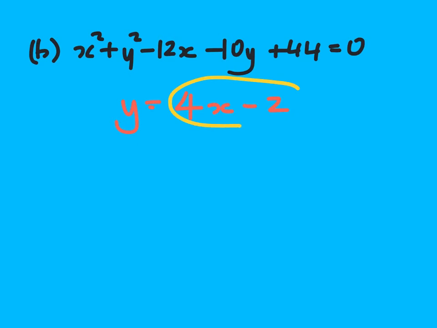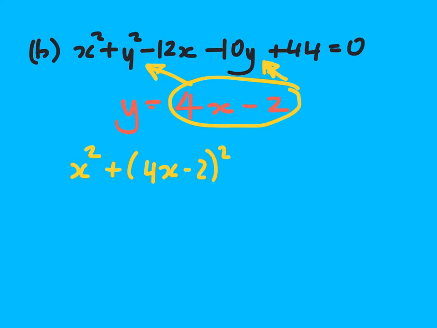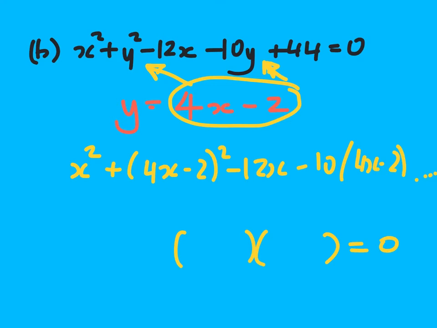We're going to take the 4x minus 2 and substitute it in here for the y coordinates. So we're going to end up with x squared plus, not y squared, a (4x minus 2) squared, minus 12x minus 10, and we're going to have a 4x minus 2, and so on. If I remove all the brackets and tidy it all up, I should get to a situation where I've got two brackets equal to 0.